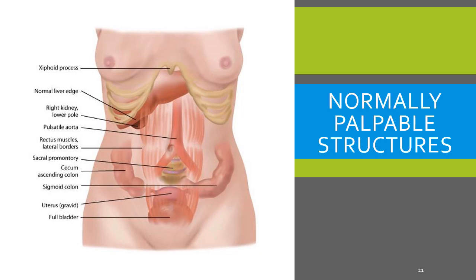A full bladder in an adult, you might be able to palpate just over the pubic symphysis, as well as a gravid uterus. So past 12 weeks, you might be able to palpate the top of the fundus in the uterus. And in somebody who's super thin, you may even be able to palpate the sacrum. So you might be able to push hard enough to feel their spine on the other side.